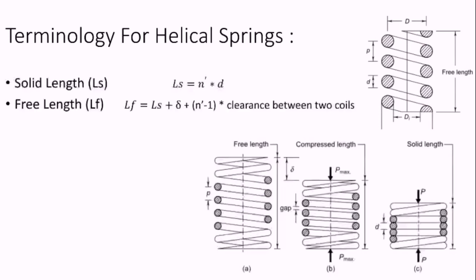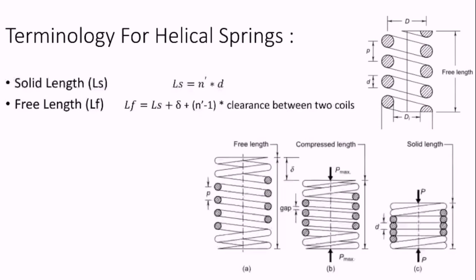Next is the free length. Free length is defined as the axial length of an unloaded helical compression spring. In this case, no external force acts on the spring. Free length is an important dimension in spring design and manufacture.